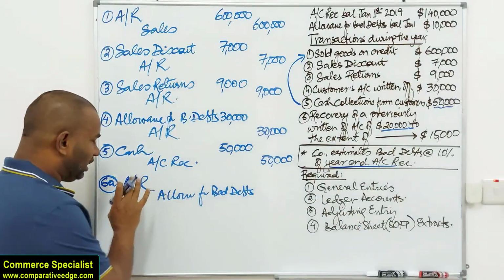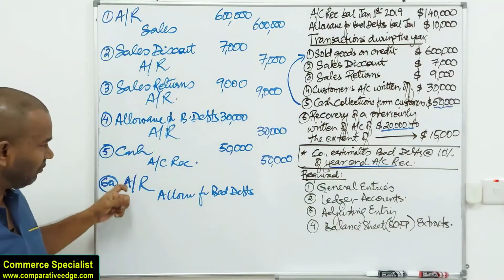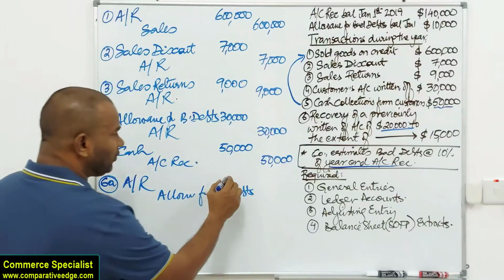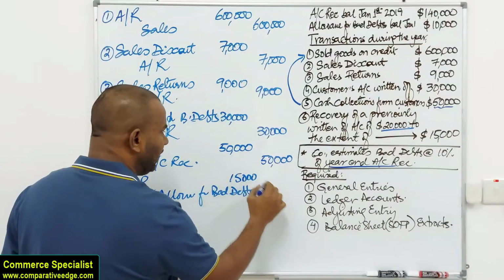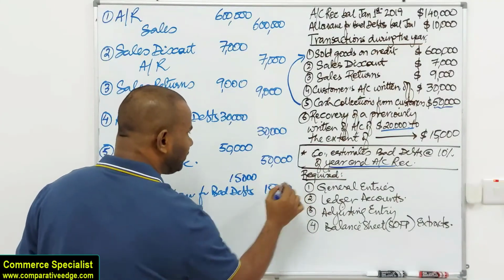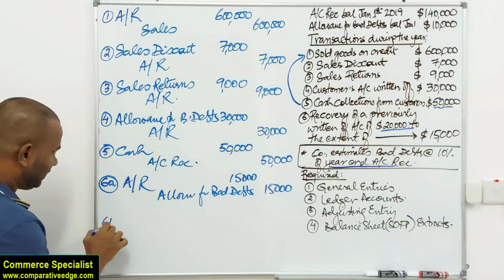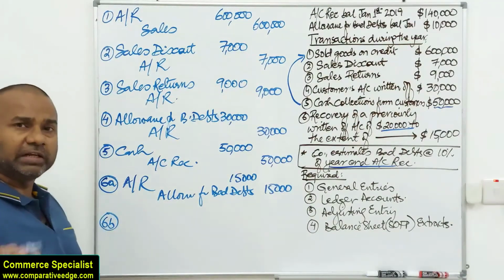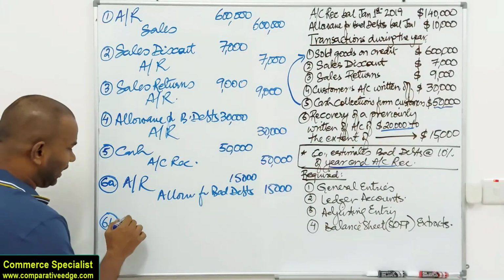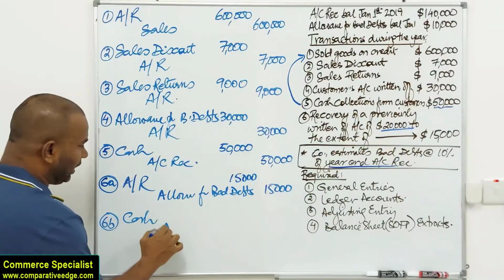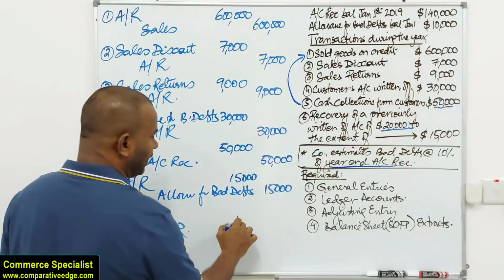So we reinstate the account receivable debit, allowance for bad debts credit with 15,000. In the first entry, that's reinstatement, opening the account, and 6B is collecting the cash. So when we collect cash, it is cash debit and account receivable credit, same amount.